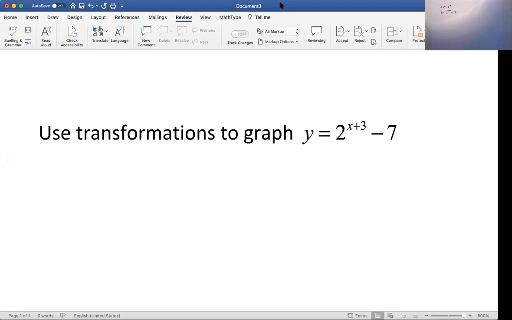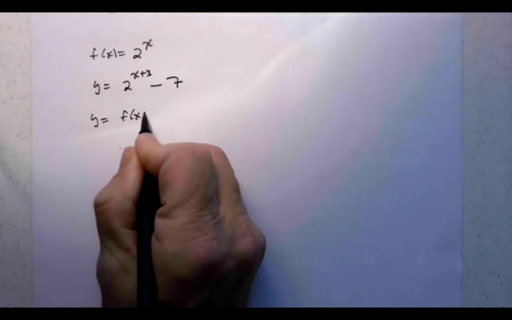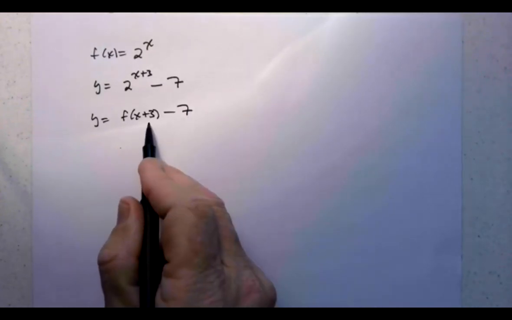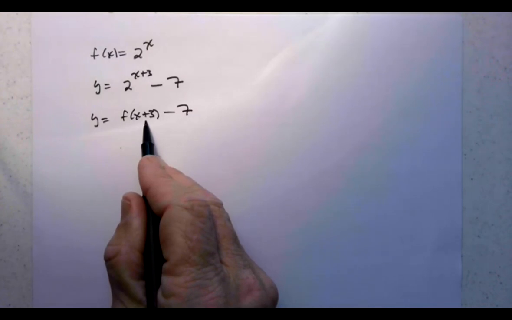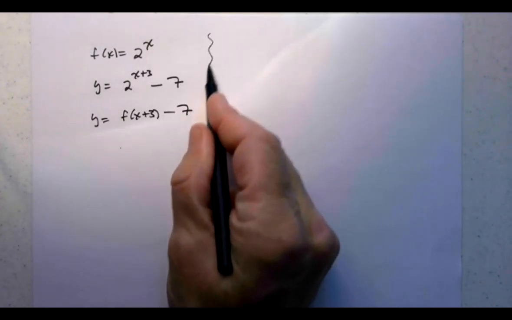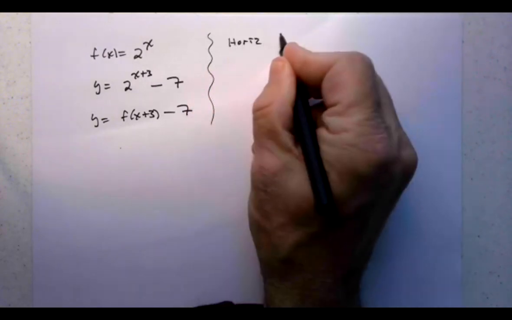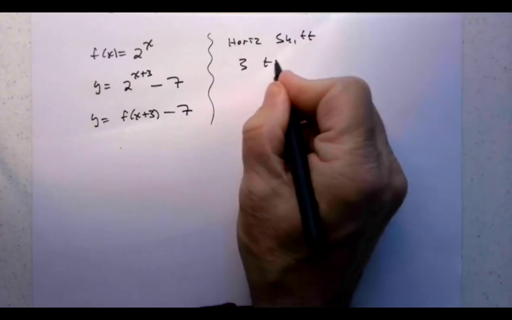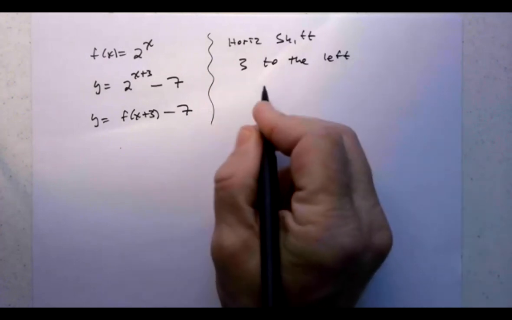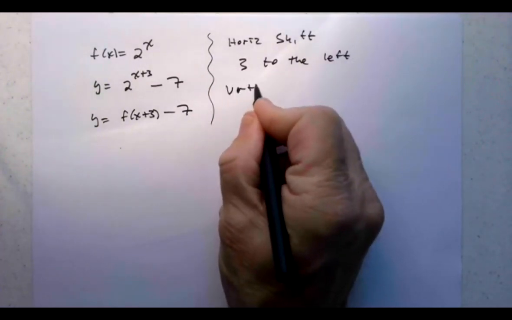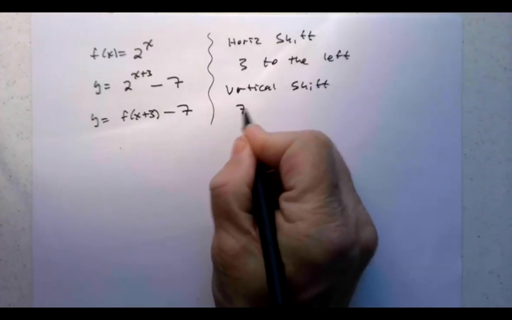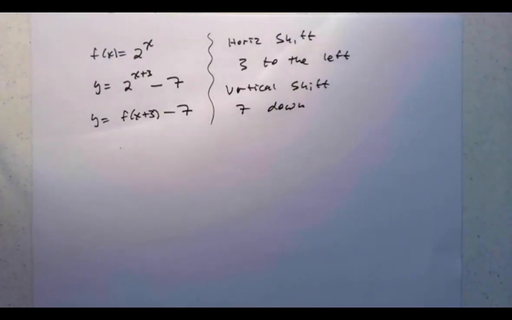Okay. So what is that going to mean? 2 to the x plus 3 would be f of x plus 3. Minus 7. So that is shifting 3 to the left. Remember, f of x plus 3 is a horizontal shift, 3 to the left. Minus 7, shift 7 down, vertical shift 7 down. So 3 to the left and 7 down is what I'm going to need. So let's go back to Desmos, shift everything 3 to the left and 7 down.